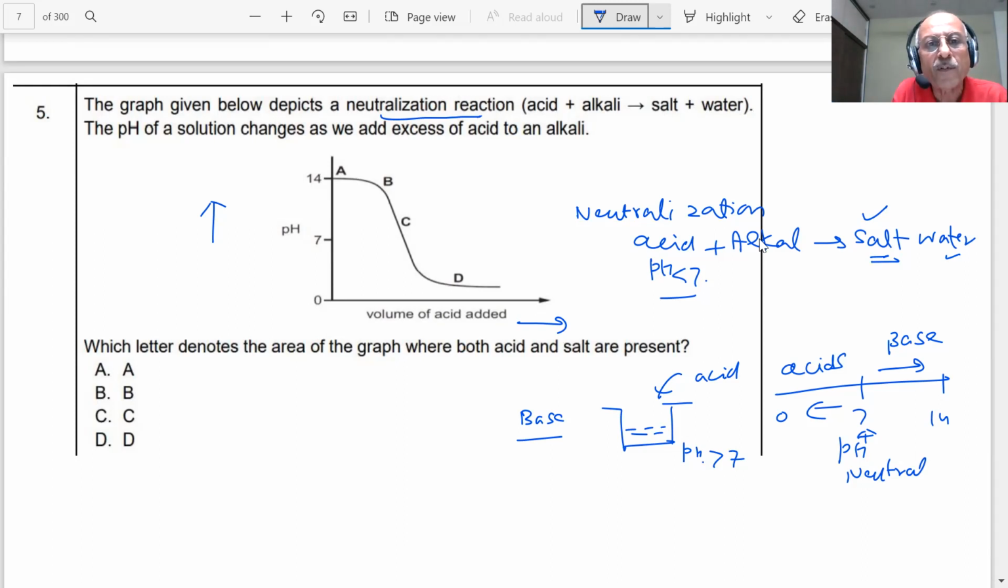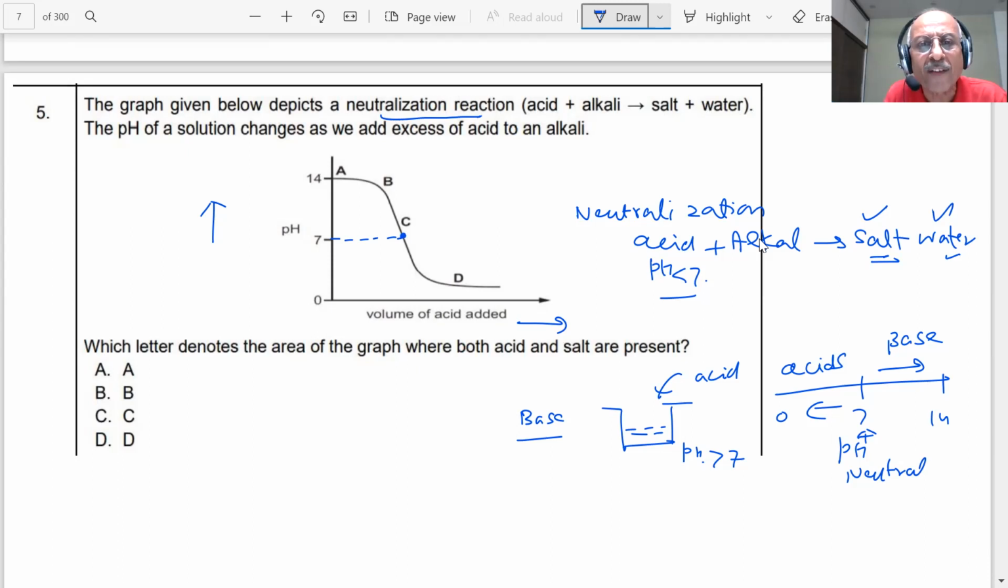Where is the 7 point, student? This is the point where you will see pH 7, which means there is complete neutralization. At this point, you have salt and water, and pH is 7. This is what we call the neutral point. Complete neutralization of acid and base has taken place.